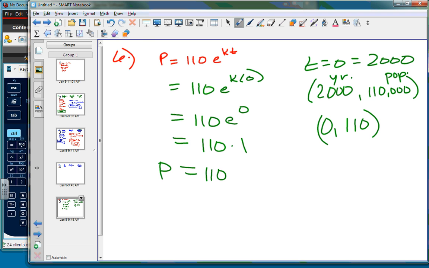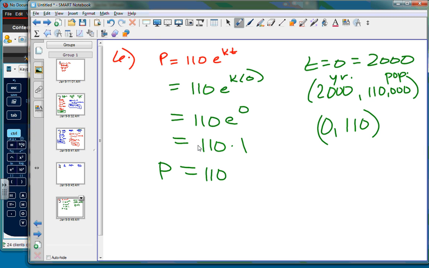Okay, why am I telling you this? Because every single thing in these formulas revolves around PERT. 110 is going to be your initial. If you look down at number 7, what's 250 represent? Your initial, at time 0, right? We don't know what t represents in that problem, but we still know that 250 will be our initial. Do we all understand that, yes or no? So we know for number 6 that the initial population at year 0, which represents 2000, was 110,000 people. Yes? Okay, so now we read the next sentence.